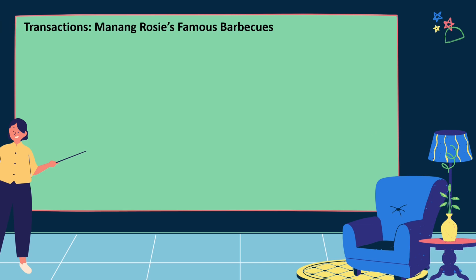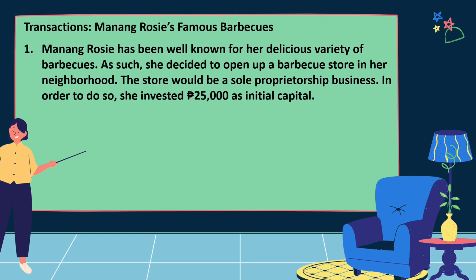Okay, so let us analyze the transactions of Manang Rose's famous barbecues using the accounting equation. We have the first transaction. Manang Rosie has been well known for her delicious variety of barbecues. As such, she decided to open up a barbecue store in her neighborhood. The store would be a sole proprietorship business. In order to do so, she invested 25,000 pesos as initial capital.